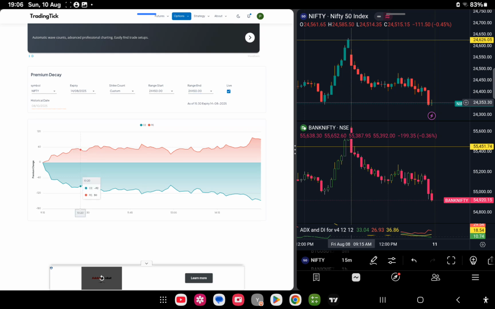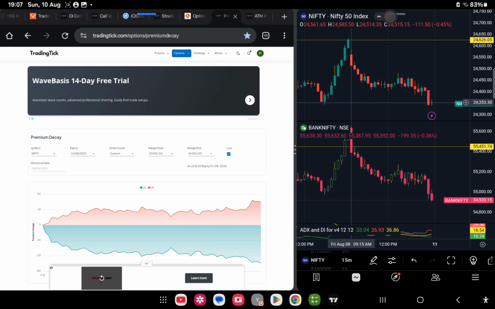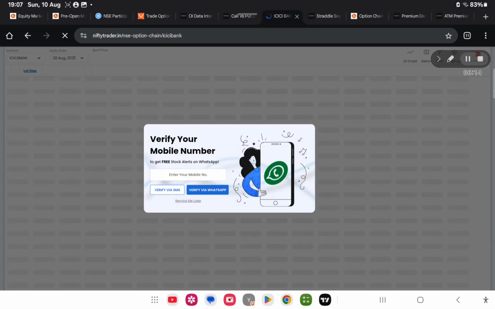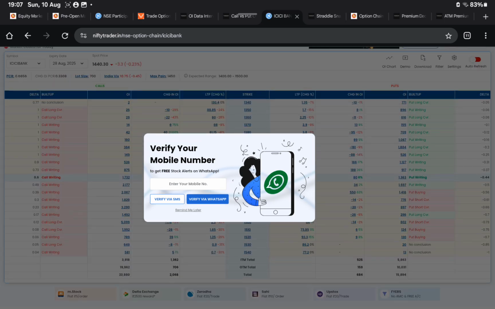and here sellers will be winning because this is a solid ITM. Okay, so this is how you check. I'll go to the last part. I'll try to exit this one. I'll go and check the close range OI. So let me check for Nifty first.